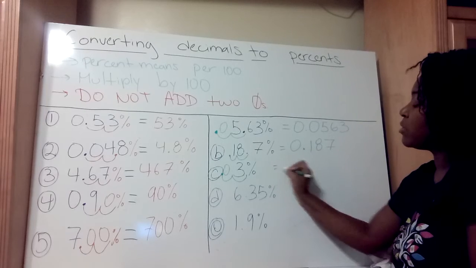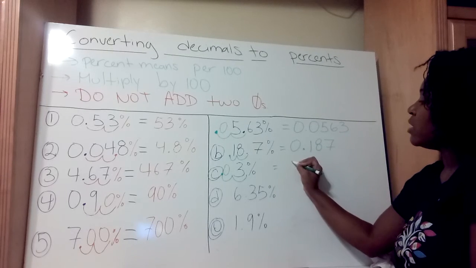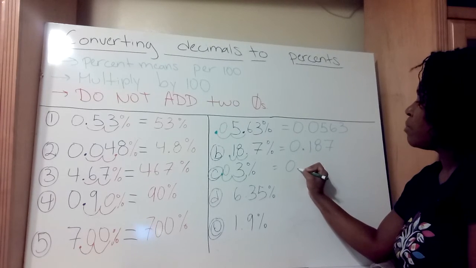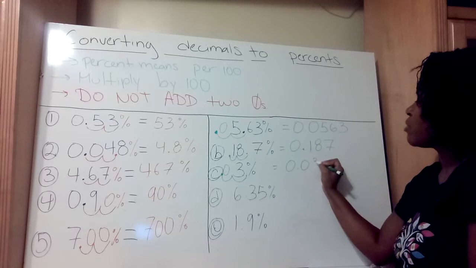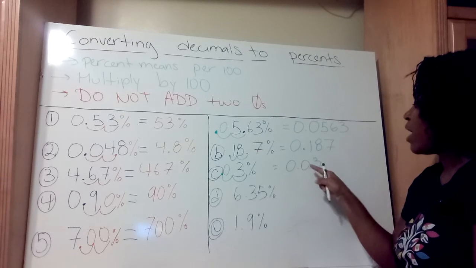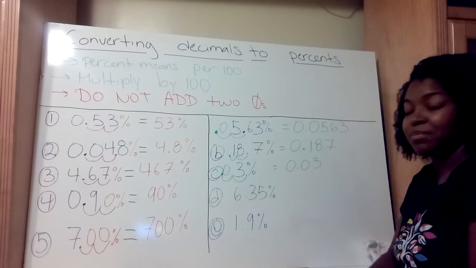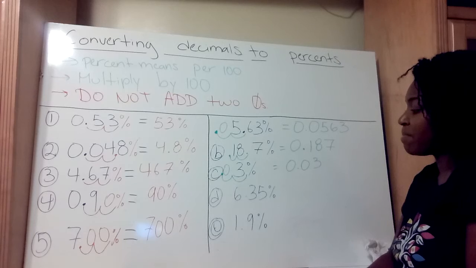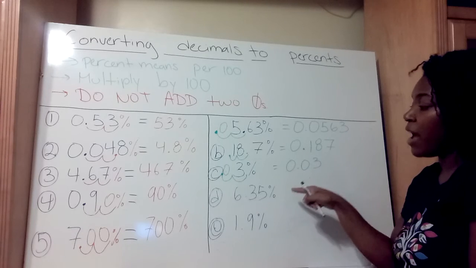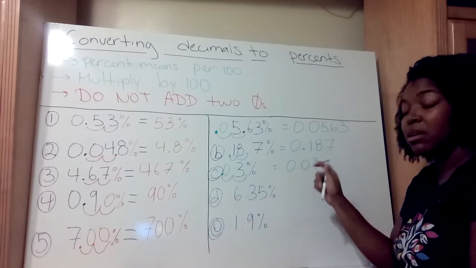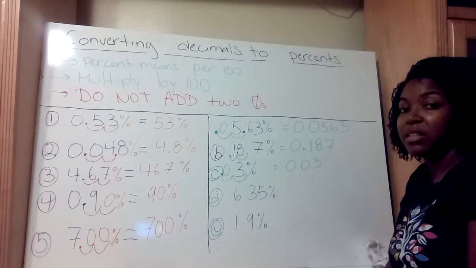So 3% as a decimal is 0.03 or 3/100ths. Okay? So again, if there is no decimal point, you're starting from where the percent sign is.